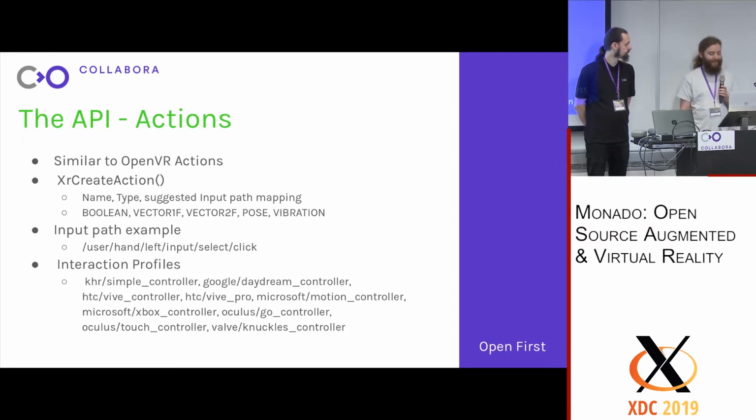And that is based on actions. So an action is something that an application can create, and it can specify what kind of input that action should take. Currently, we have Boolean, a 1D vector, a 2D vector, a pose, which is basically rotation and position in space, and we can vibrate the controller, so have some haptic feedback.